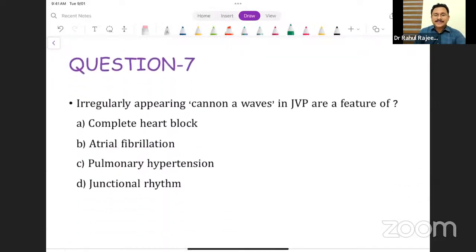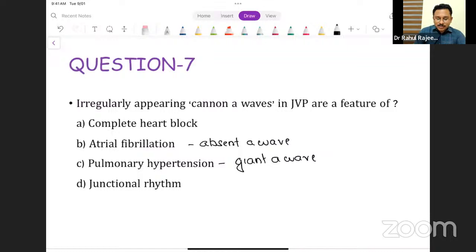Coming to question number 7. Irregularly appearing Cannon A waves in JVP are a feature of. So if you look at the options, you know that in case of atrial fibrillation, there is absent A wave. In case of pulmonary hypertension, you get giant A wave. So I am eliminating these 2 options, because they have asked about Cannon A waves.